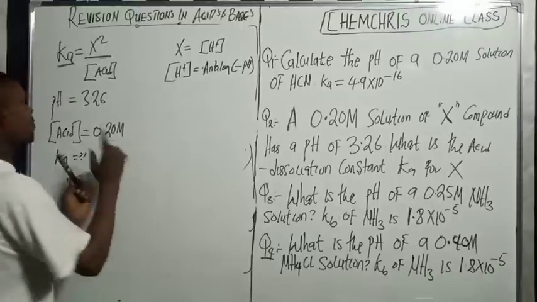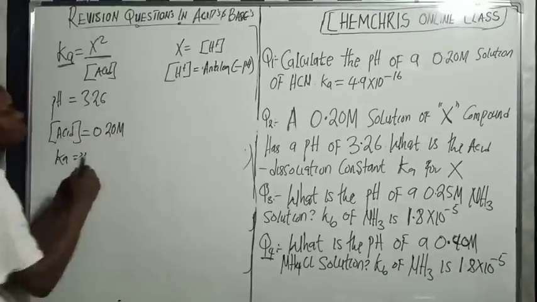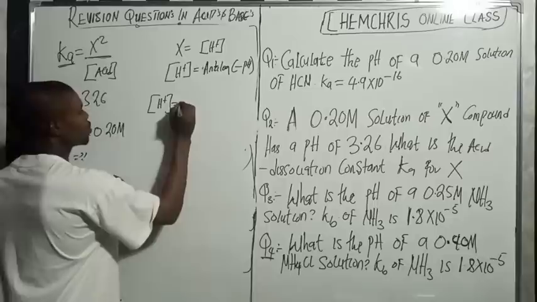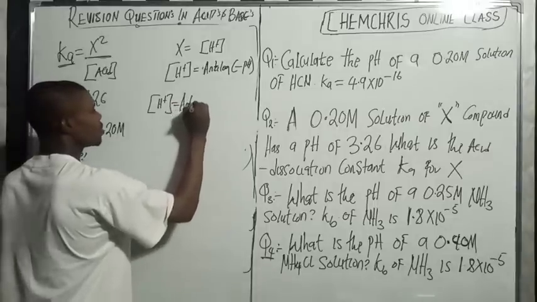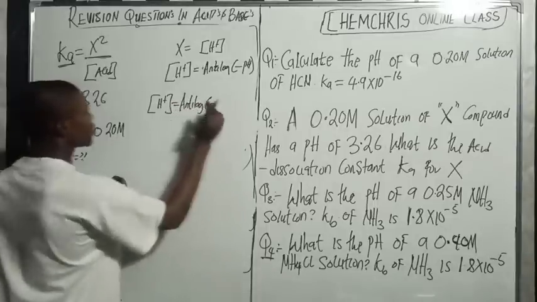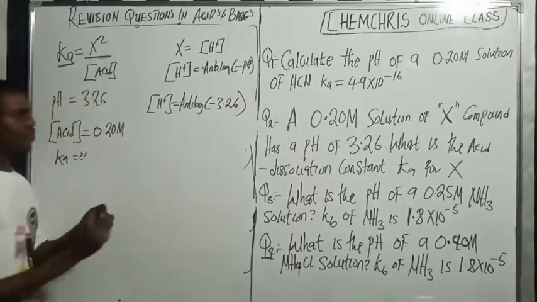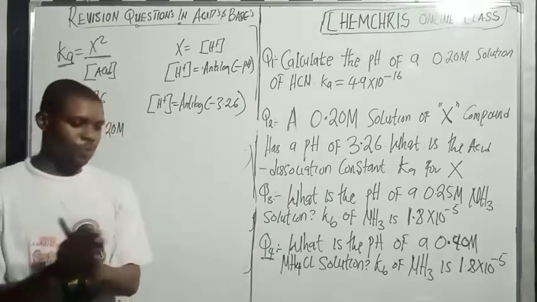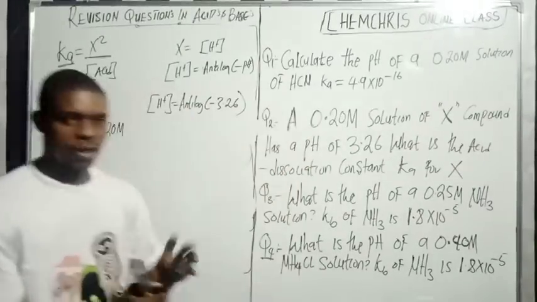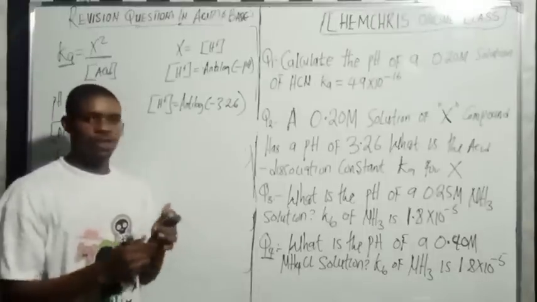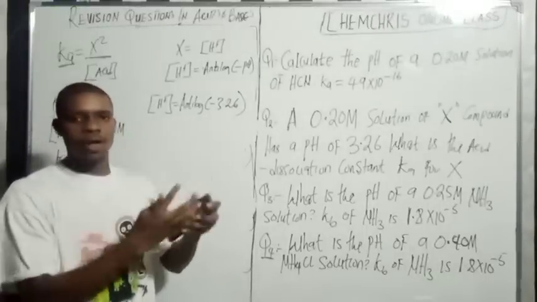So my pH is already 3.26. What I want to do is input my value: H plus equals the antilog of minus 3.26. Can you see that? Now bring out the calculator and get your answer. How do we get antilog, you may ask? Antilog is also the log inverse.